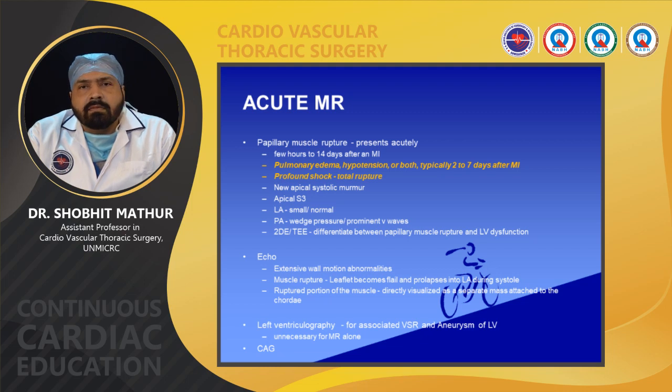Mitral regurgitation is very well assessed on echo, which will be able to show muscle rupture and prolapsing of the leaflets, and the ruptured portion of the muscle, as I said, is directly visualized as a separate mass attached to the chordae. Left ventriculography only for the assessment of VSR and LV aneurysm. And obviously a coronary angiography has to be done for surgical planning.